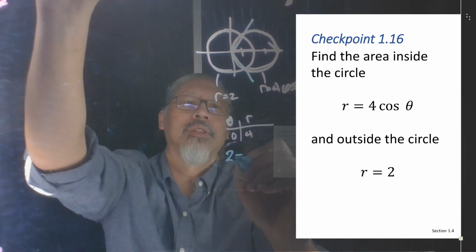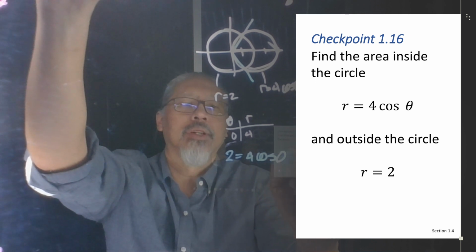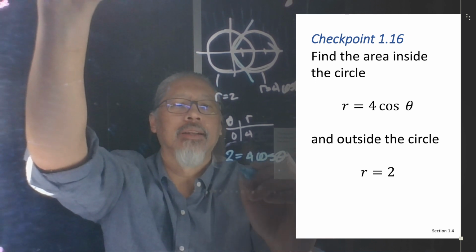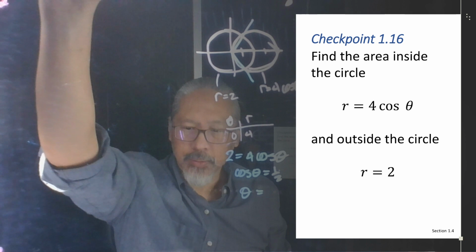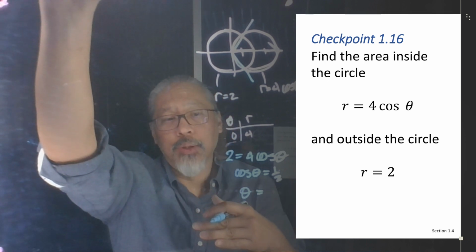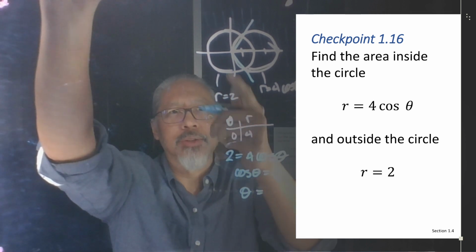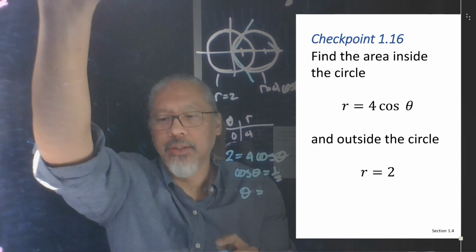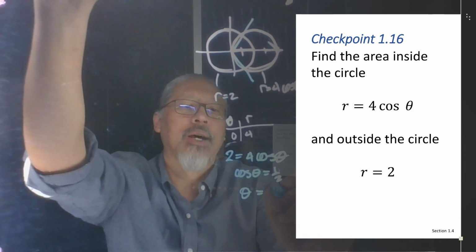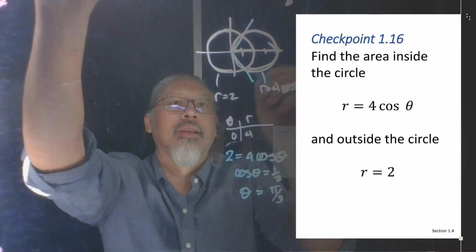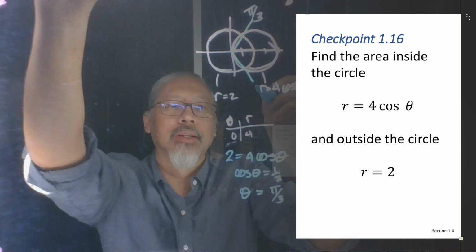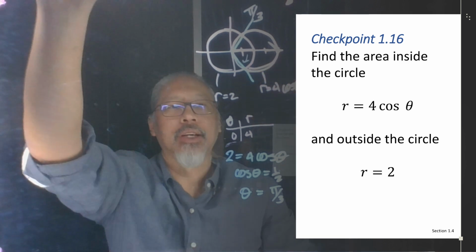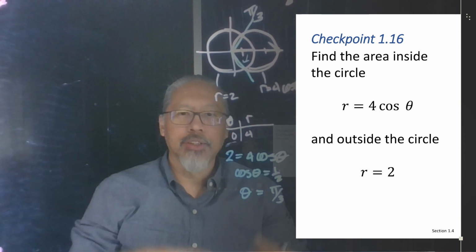We have 2 is equal to 4 cosine theta, and cosine theta is equal to 1/2. It's going to equal 1/2 at a bunch of different angles, but let's just worry about what happens in the first quadrant, and that's going to happen at pi over 3. So we got pi over 3. This, if we care, is going to be negative pi over 3, but let's just say we're going to double this.